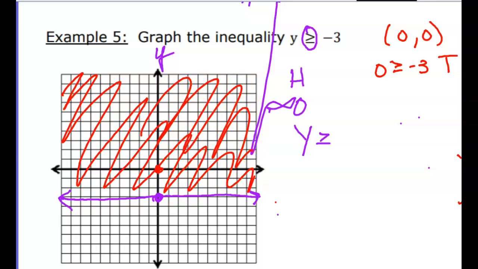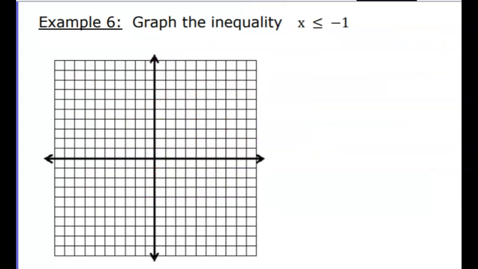Okay? All right, let's try the other kind of special case. Here we have x is less than or equal to -1. So we're going to think of x. Here we have our vertical line. Our x is -1, so we're going to go to -1 on our x-axis and make a vertical line. Again, it's going to be solid.